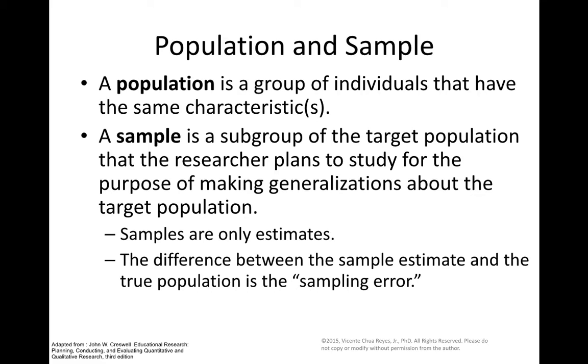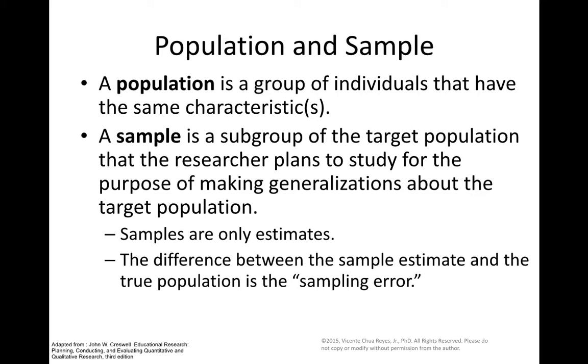You also need to be able to distinguish between population and sample. A population is a group of individuals that have the same characteristics. A sample is a subgroup of the target population that the researcher plans to study for the purpose of making generalizations about the target population. Obviously, for a researcher, to study a sample is way more efficient because you're looking at smaller numbers and less expense. To study an entire population, depending on the size of the population, is going to be really difficult and highly expensive.